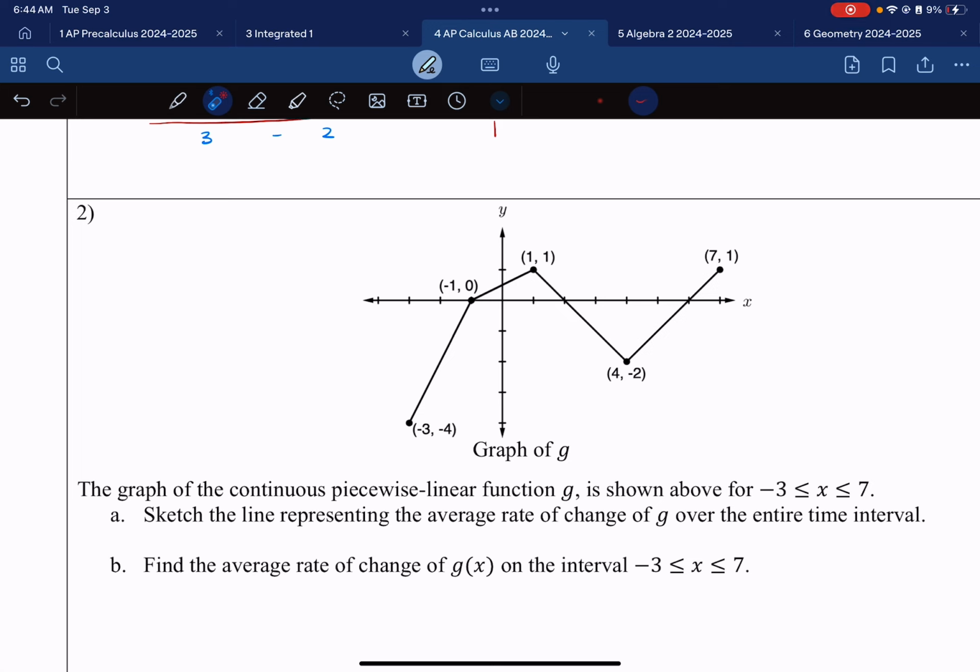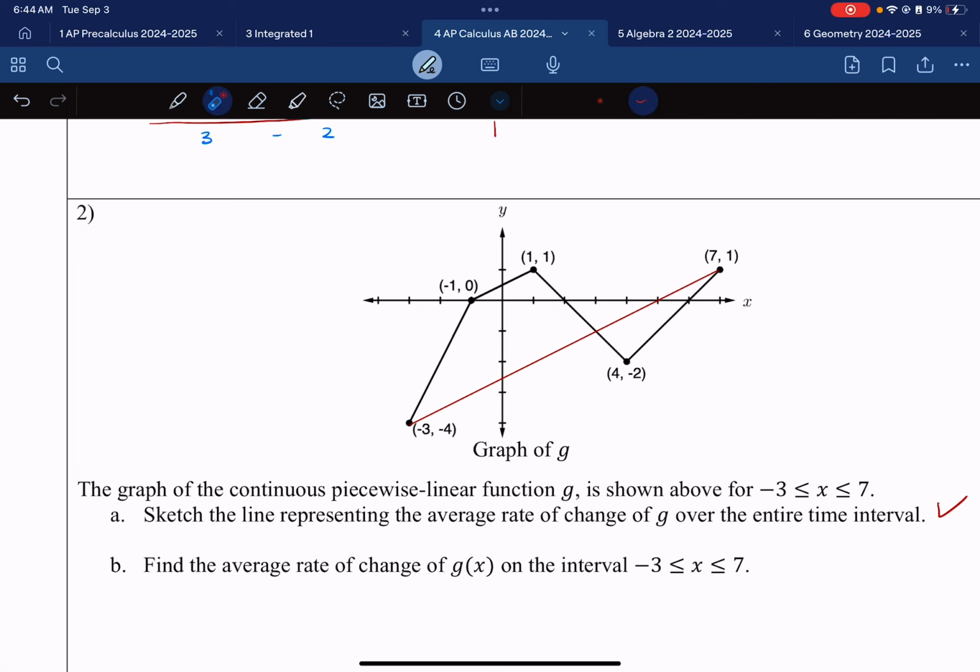And we're supposed to find the average rate of change, or at least sketch a line of the average rate of change. Again, I kind of cancel that out for the word slope, for the entire time interval from -3 to 7. So I just draw a line from -3 to 7, and luckily I have technology to make this a straight line there. Okay, so there's our line, so I can say check. That's done.